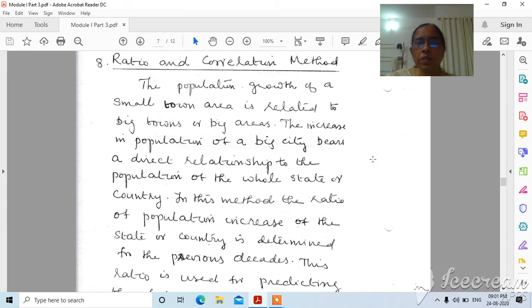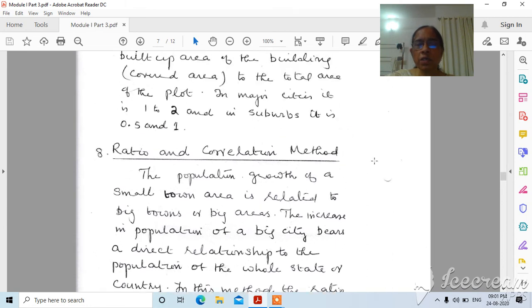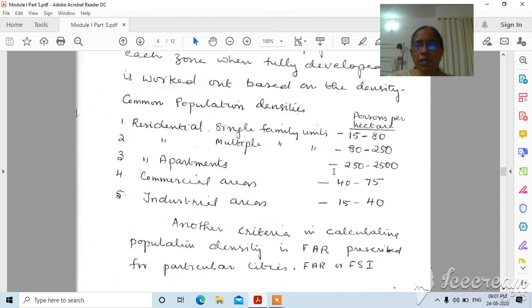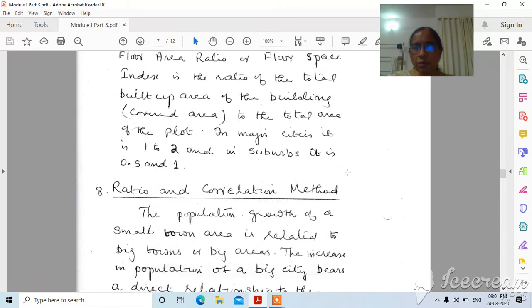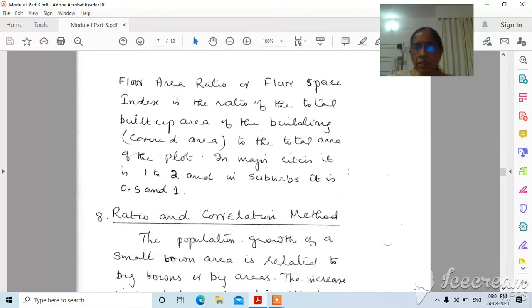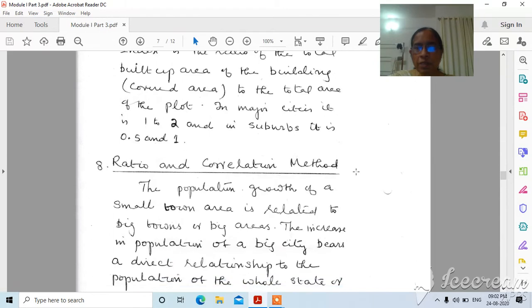Okay, now it is the next method. So here again what we were talking about, it is FSI and the FAR. FAR is floor area ratio, that means we know the ratio of the total area and the built up area. FSI is the floor space index, that means how much space is allotted to each individual, or per person how much area can be allotted. Depending upon the town planning directions or the rules, you have to take the values.